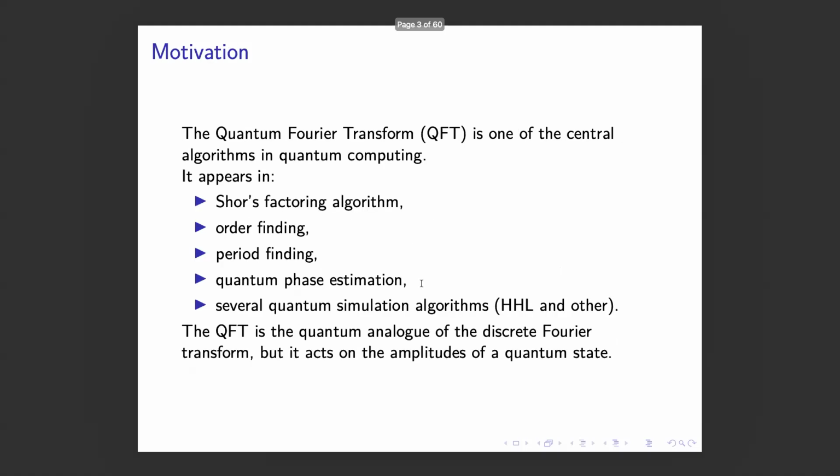If you look at the quantum Fourier transform, where it pops up, you can think of that as a kitchen ingredient. It's a basic building block in many of the quantum algorithms, which we will talk about later. So Shor's factoring algorithm, it's essential. It enters there in order finding, period finding, the quantum phase estimation, which we will discuss later today. And then we also have several quantum simulation algorithms.